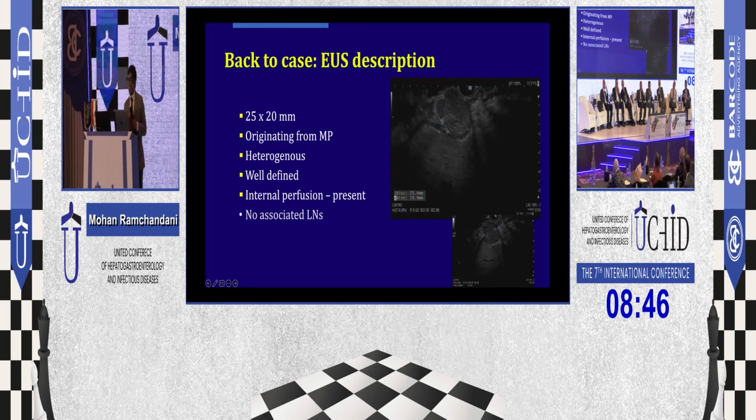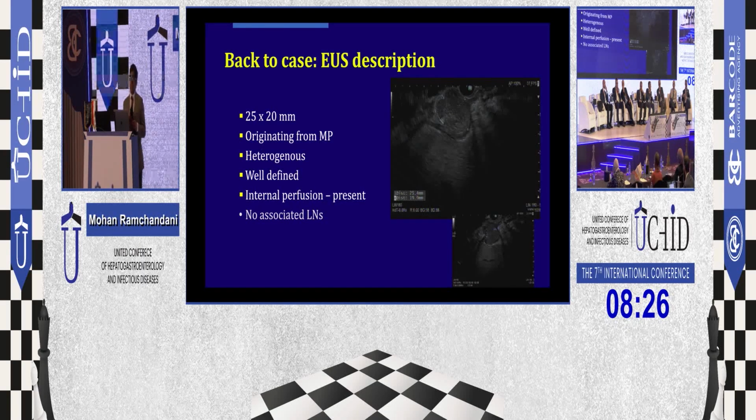It is arising from the MP layer. It is heterogeneous, well defined. There are no lymph nodes and internal perfusion is present. There are no necrotic areas, no ulceration. So this is a benign hypoechoic lesion arising from the MP layer. So this is a benign GIST arising from the gastric antrum.